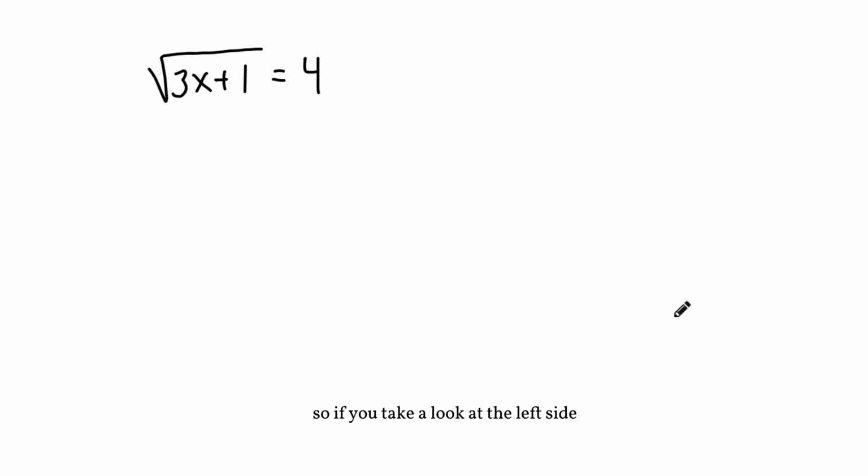If you take a look at the left side, we clearly have a radical. This symbol indicates a radical, and we have 3x plus 1 under that radical. So we need to get rid of the radical. If you know anything about radicals, it's taking the square root of something. So the radical of 4 is the same as the square root of 4, which is 2, and 2 squared is 4. So if we were to square the square root of 4, it would cancel the square root. So squaring a square root cancels the square root.